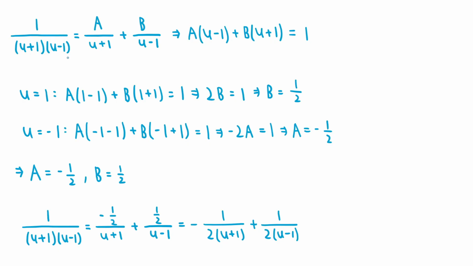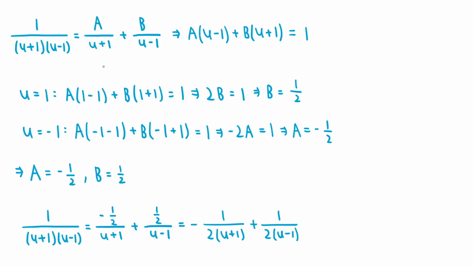So if we set this equation and multiply both sides by (u plus 1) times (u minus 1), we end up with a times (u minus 1) plus b times (u plus 1) equals 1. If we plug in u equals 1 into this equation, we get b equals 1 over 2, and if we plug in u equals negative 1, we get a equals negative 1 half. So a equals negative 1 half and b equals 1 half.